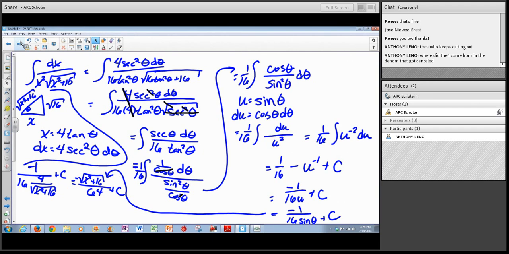Is it okay if I clear the page? You can leave some writing? Just go over, like in general, what we did.